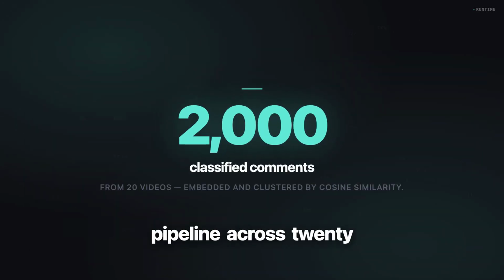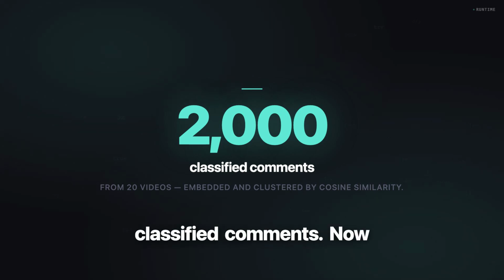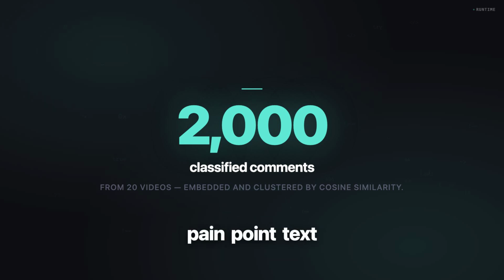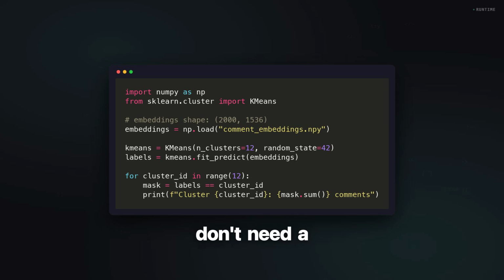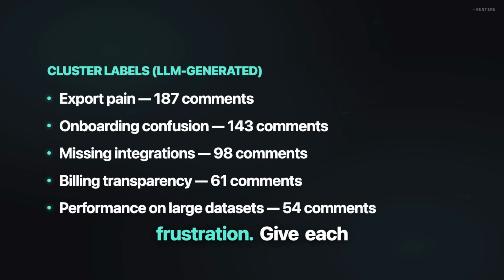Run the same pipeline across 20 videos and you'll have 2,000 classified comments. Now you embed the pain point text and cluster by cosine-similarity. You don't need a vector database for this. A scikit-learn k-means run on a flat number array handles 2,000 rows in seconds on a laptop. Each cluster is a repeated frustration. Give each cluster a label by asking the LLM to summarize the 5 most representative comments in it.